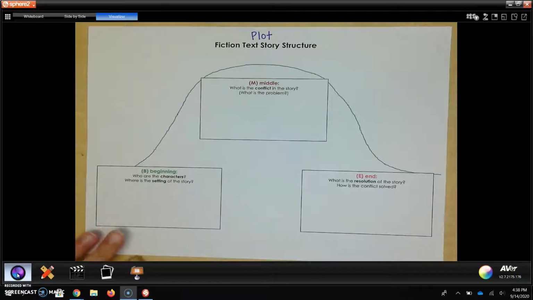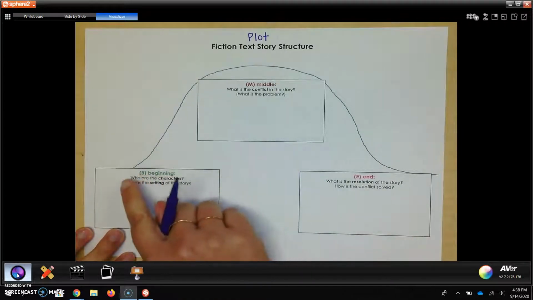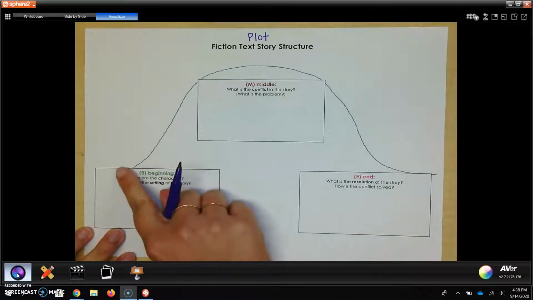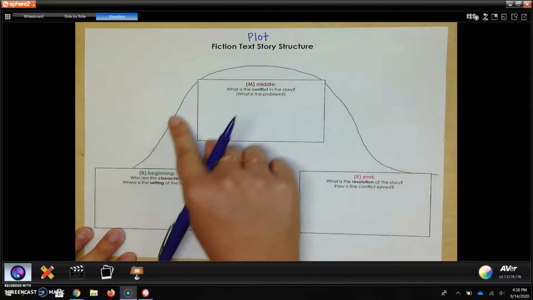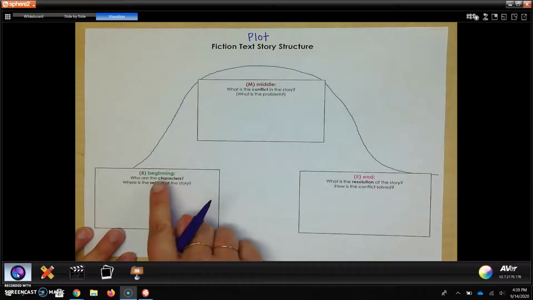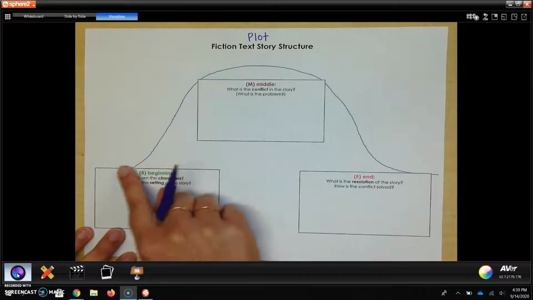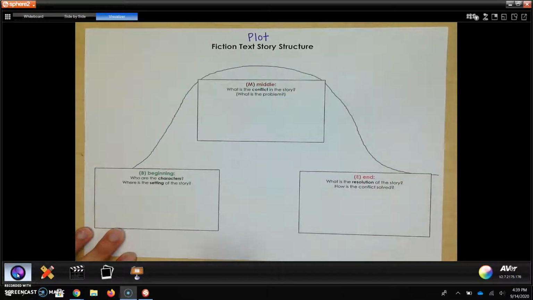And a great and easy way to organize the plot of the story is by comparing it with a roller coaster. So as you can see on the picture I'm showing, it's shaped like a roller coaster. And now the plot are the events, and those are easily broken down to the beginning of the story, going up to the middle of the story, and then to the end of the story.